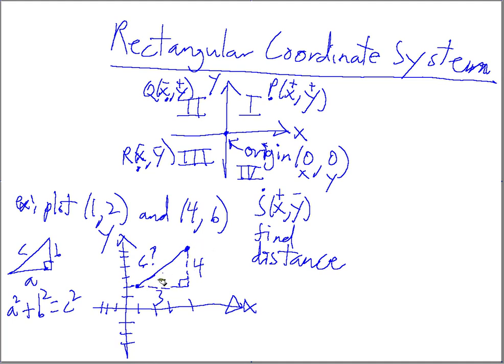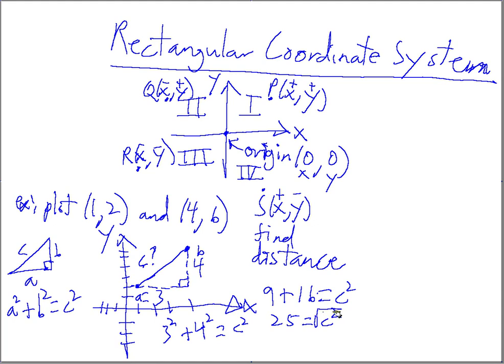So let's calculate C, the diagonal distance between the 2 points. Use this formula here. My A is going to be 3 in this case, and my B is 4. So we have 3 squared plus 4 squared equal to what? C squared. A squared plus B squared equals C squared. So 3 squared, let me continue, I'm running out of space, is 9 plus 4 squared, which is 16, equal to C squared. So 25 is equal to C squared.